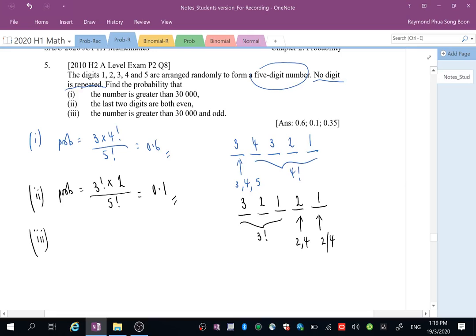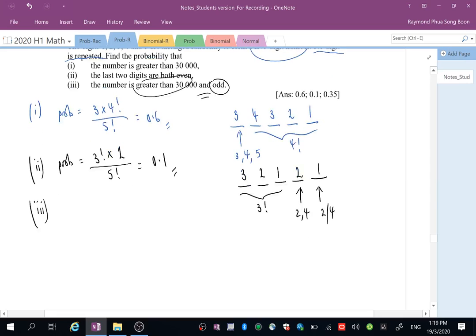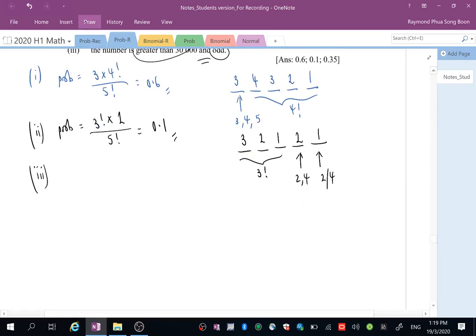Okay, part 3. Find the probability that the number is greater than 30,000 and odd. So you must satisfy both conditions. So I can break it into 2 cases. What matters will be the first digit in order for the number to be greater than 30,000, and in order for the number to be an odd number, what matters will be the last digit.